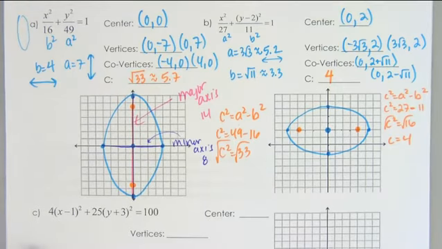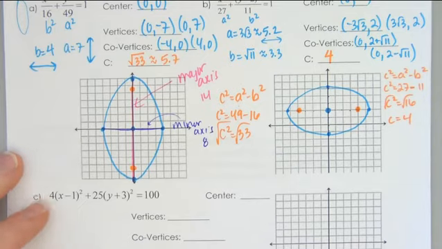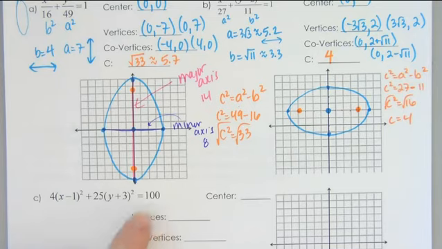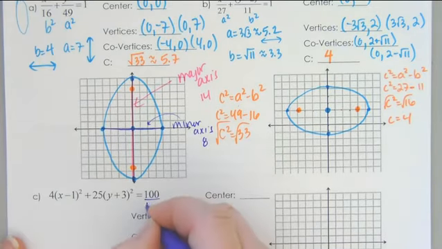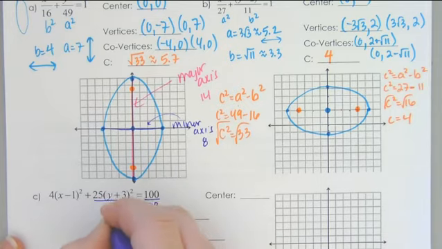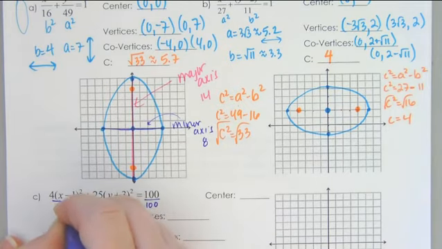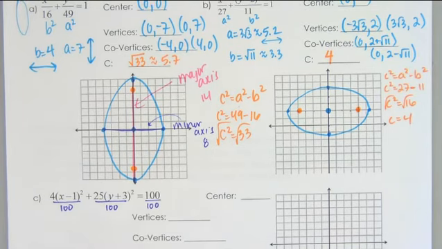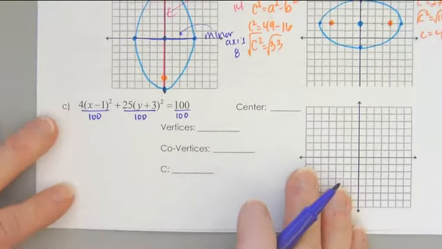If you look at this next one here, you'll notice that it is not equal to 1. In fact, you might glance at it and think that it's a circle just because of how it's written right now. So what we need to do is we need to get it equal to 1. So one way to do that, or the best way to do that, is to go through and divide everything by 100. So that, once we divide everything by 100, let me scooch this up a little bit, we are going to have an equation that looks like this.